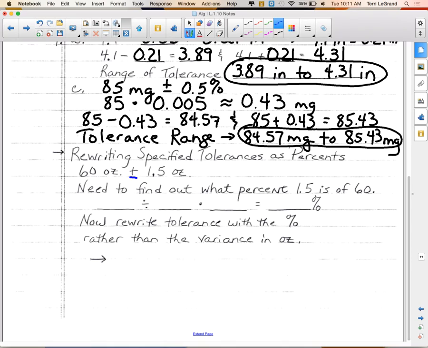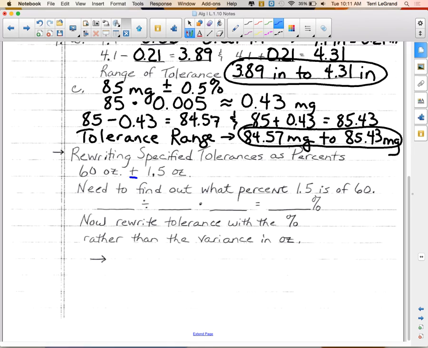Okay, the other thing you're going to be expected to do also is be able to take what it can tolerate, what is tolerable, and make that into a percent. So now we're going to work the opposite direction of what we were just doing. Okay? So we need to find out what percent this 1.5 is of 60. The tolerance of it is a plus or minus 1.5 ounces. What percent is that? That's not going to be just 1.5%. You can't just put a percent sign in place of the ounces. You have to figure out what percent 1.5 is of 60.